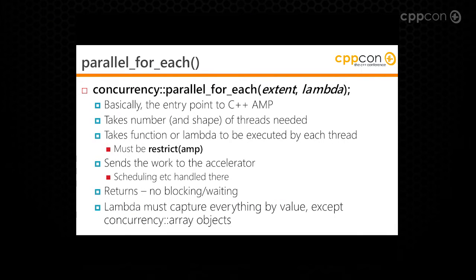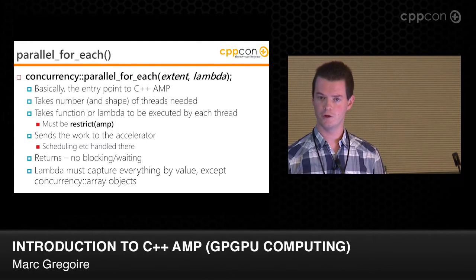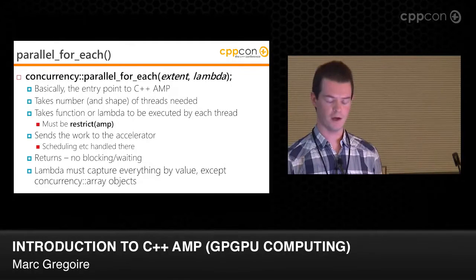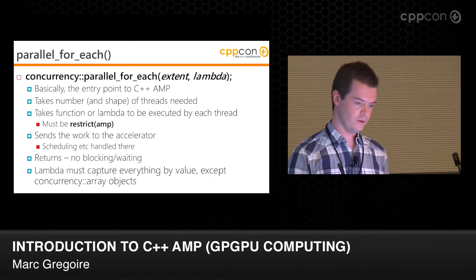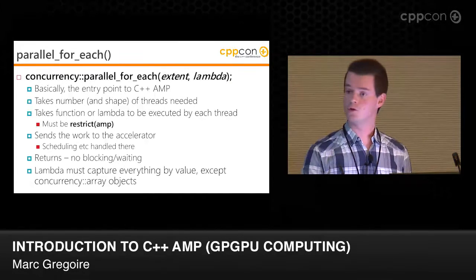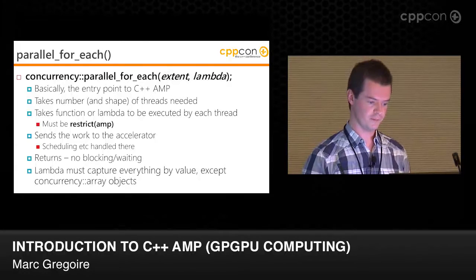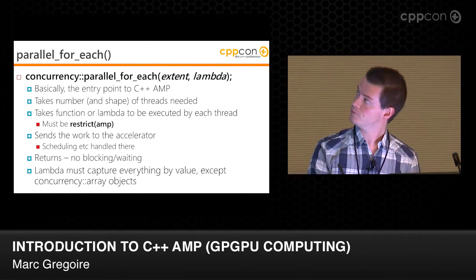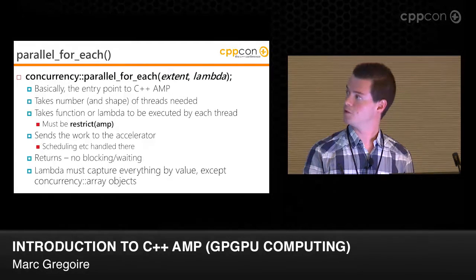Then I said there was only one function that you can call for C++ AMP, and that's this parallel_for_each. That's your entry point into C++ AMP. It requires two parameters: just the extent, or your space in which you're working, and a lambda function. And the extent that you specify here is also used to decide how many threads C++ AMP will launch on your accelerator. The lambda has to be marked as being restrict(amp), as such.